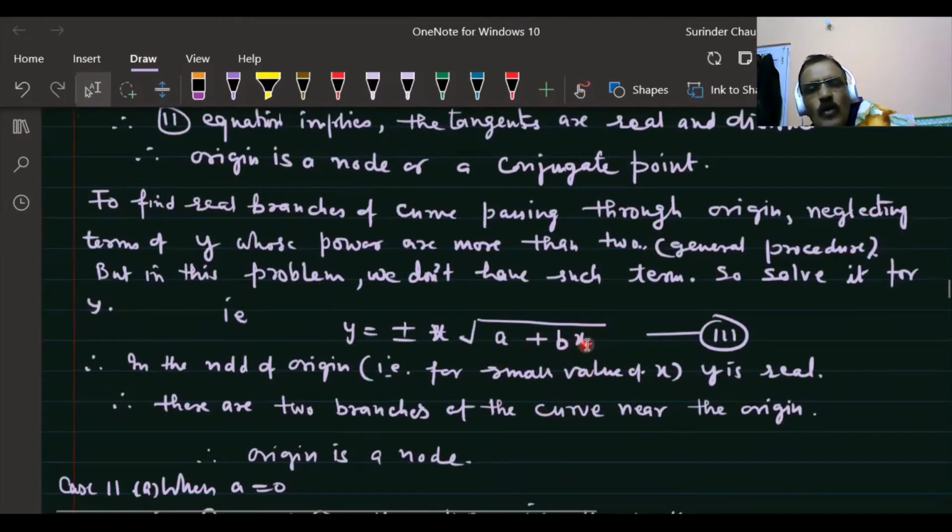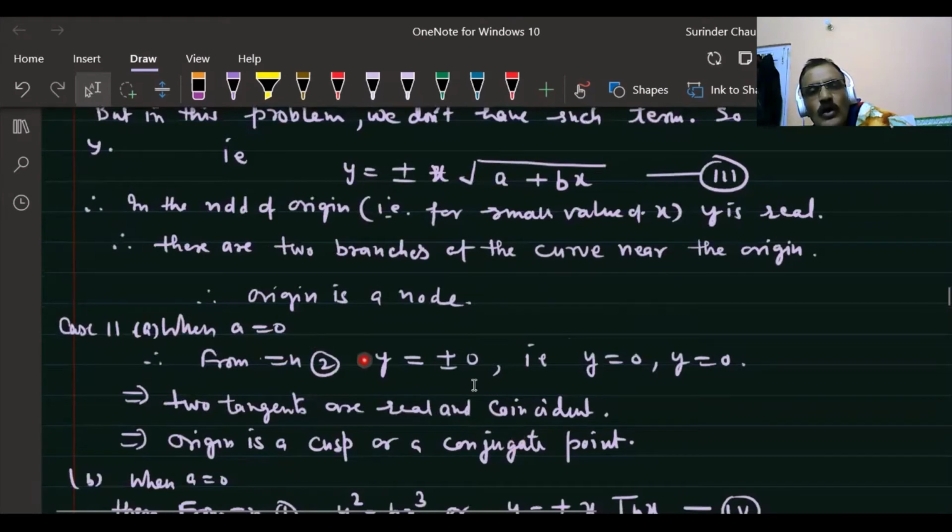Now a and b are fixed. If x is very small, we are discussing the neighborhood of the origin, x on the left or right. x is very small. A is positive, so this will be positive. So for x real, y will be real. So two branches of the curve near the origin exist. So this is not a complete one.